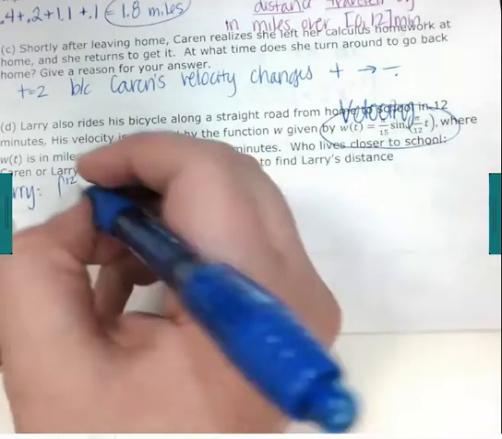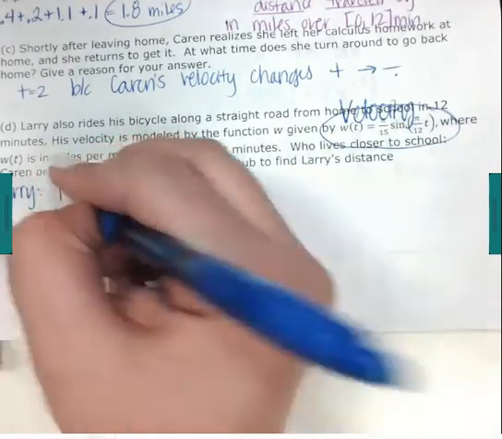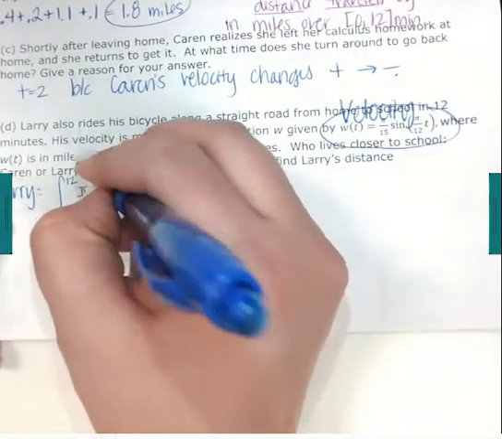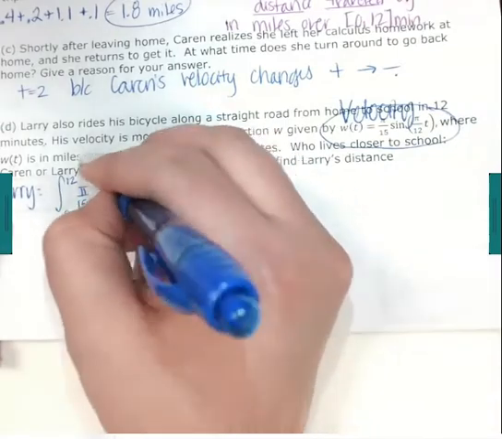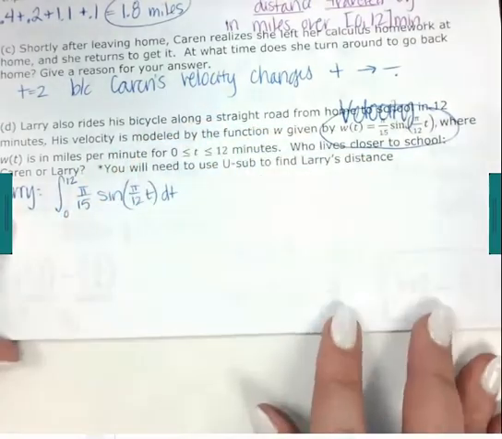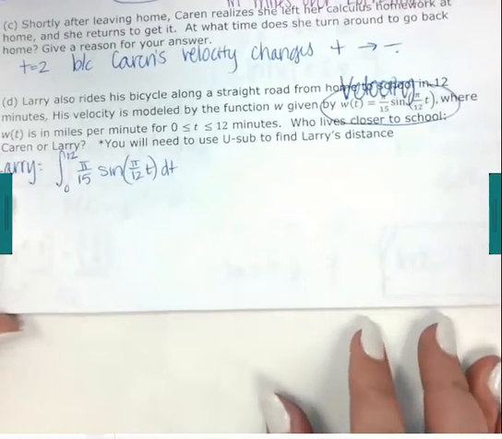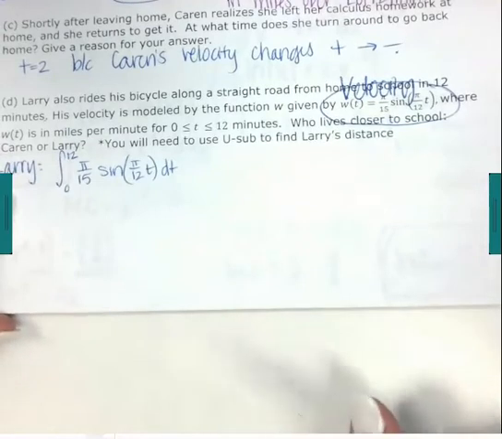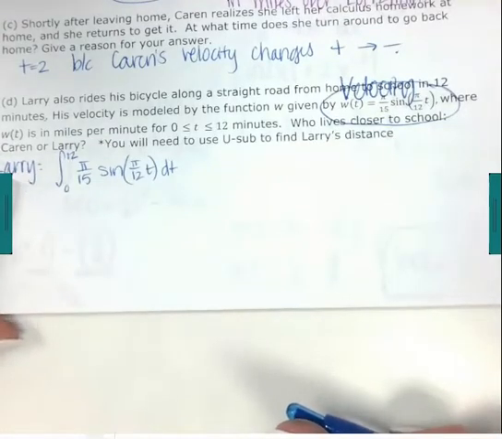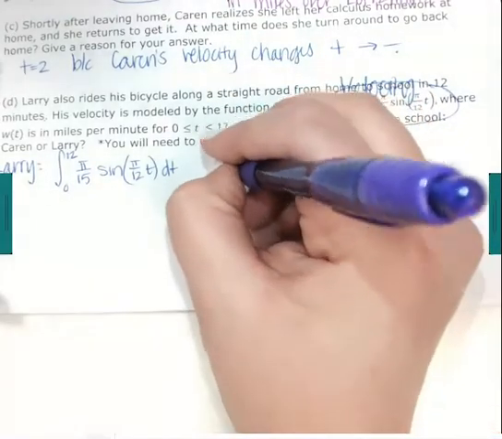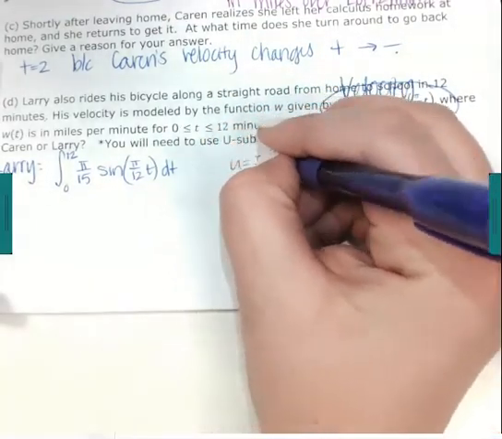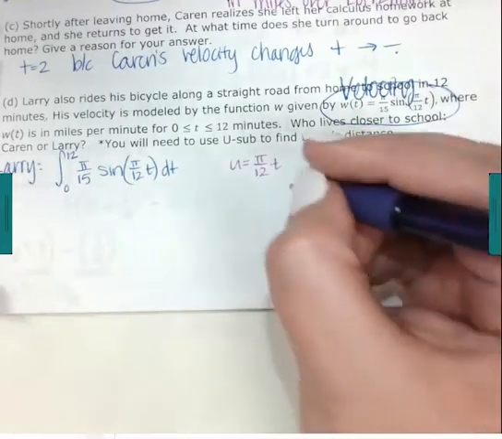So, we're going to integrate pi over 15 times the sine of pi over 12t dt. And then, as someone said, that is going to require u substitution. So when I integrate Larry, I'll know how far he traveled, and then I can compare to see who went the farthest, okay? So, what will I choose as my u? Pi over 12t. That's like pi over 12x. Then what is the derivative of that?